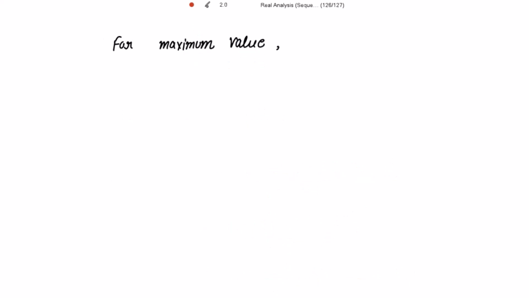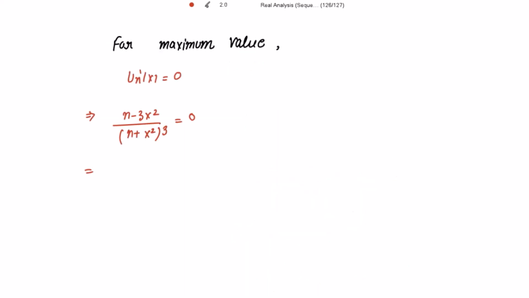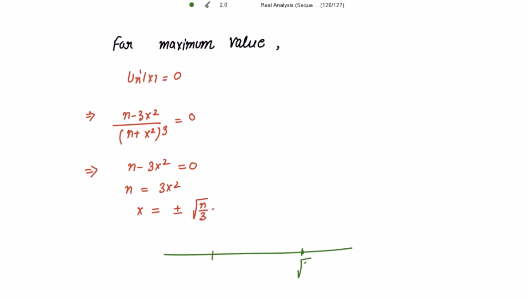For maximum or minimum value, we need to put u_n dash x equal to 0. This implies (n minus 3x squared) divided by (n plus x squared) to the power 3 is equal to 0. That implies n minus 3x squared is equal to 0, that is, n is equal to 3x squared, and we are getting x equal to plus or minus square root of n divided by 3. Let's look out for the sign. Let this point be the square root of n divided by 3 and this point be the negative of the square root of n divided by 3.